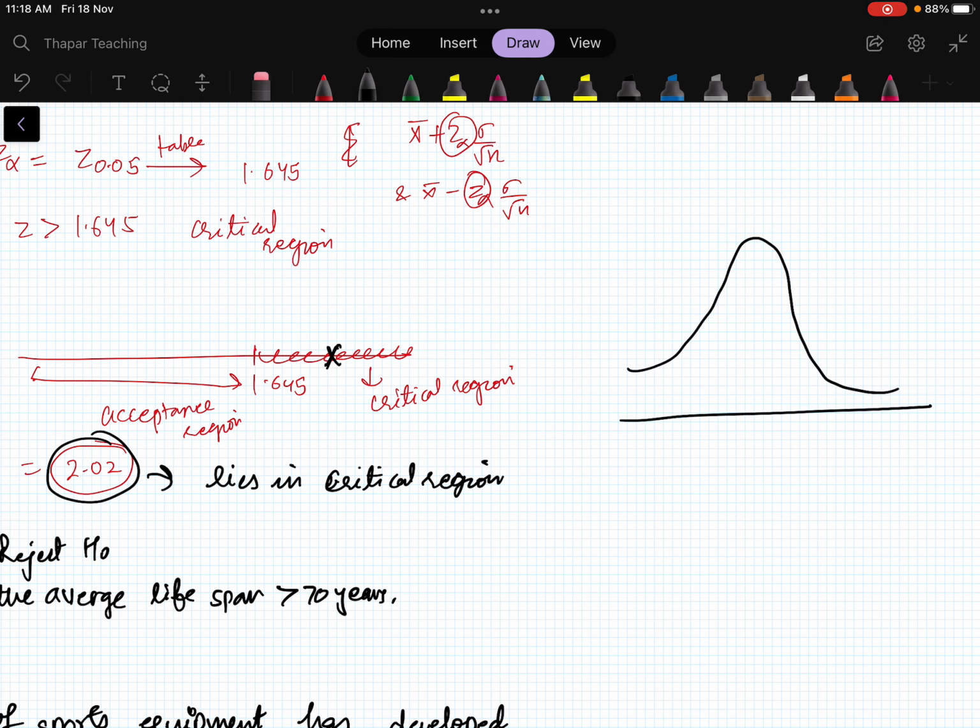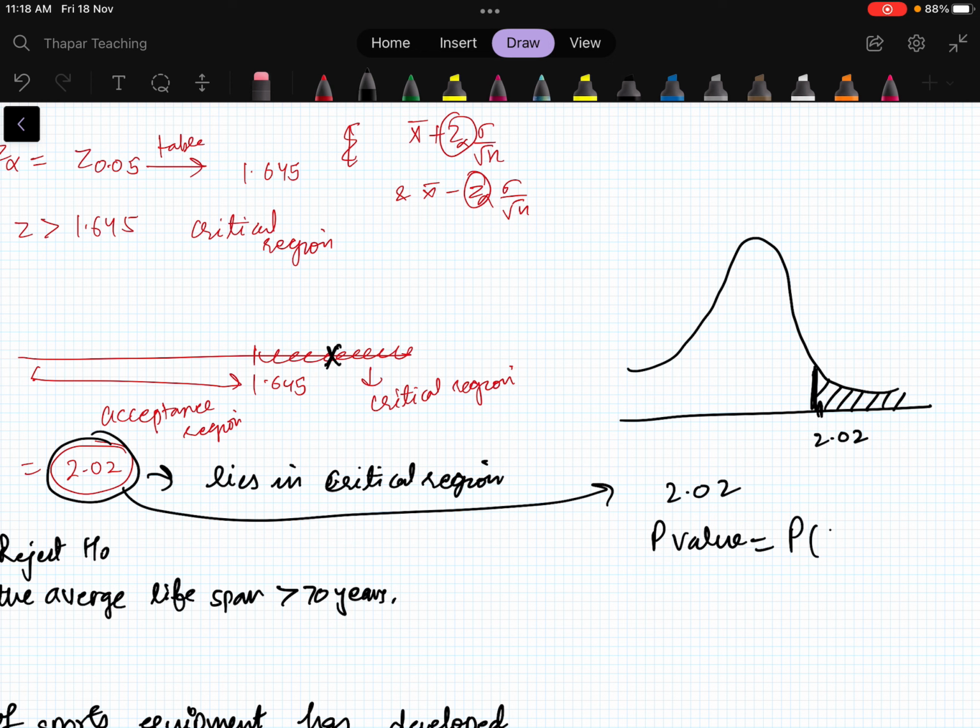So you see, this statistic is 2.02, so you have 2.02 here. So you will look at this probability. Your p-value will be, in the last case where you had two tails, you were finding the probability of two tails. Here you have to just look at the probability that z is greater than 2.02. So that will be 1 minus the probability that z is less than 2.02. Look at this value from the table.